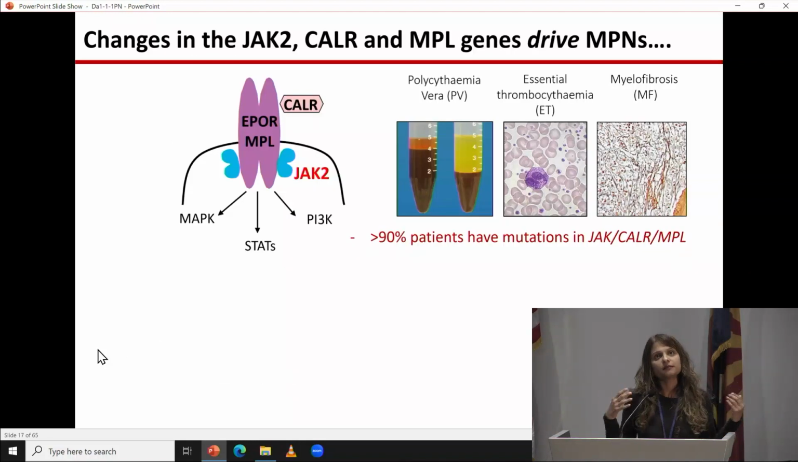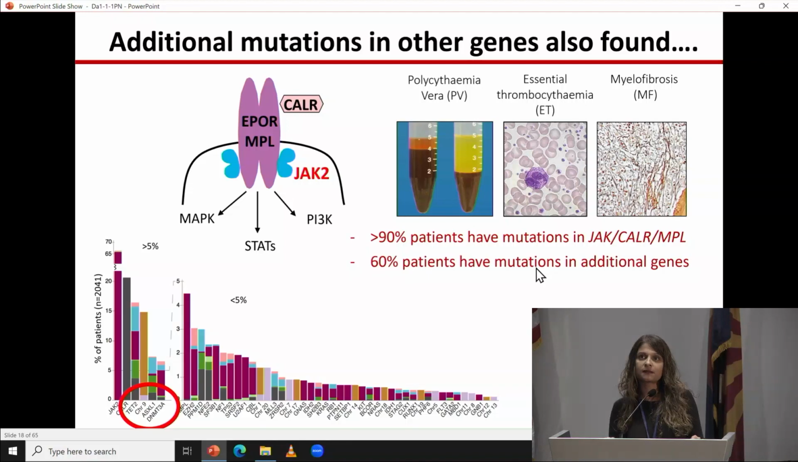So really, mutations in Jack2, CALR, and other genes such as MPL drive MPNs. They drive our body to make more blood cells. And most patients, but not all, and there may be some people here who don't have those mutations, most patients do have mutations in one of these 3 genes. But to bear in mind, a lot of patients and a lot of people who don't have MPNs have mutations in many genes. It's part of life.